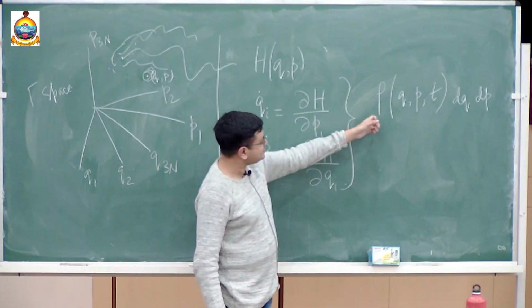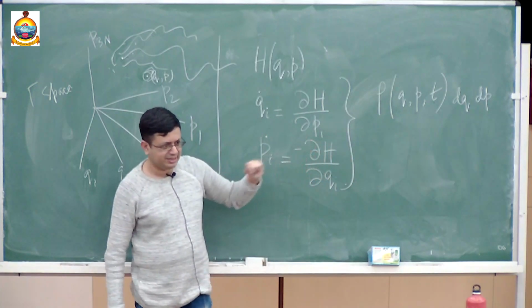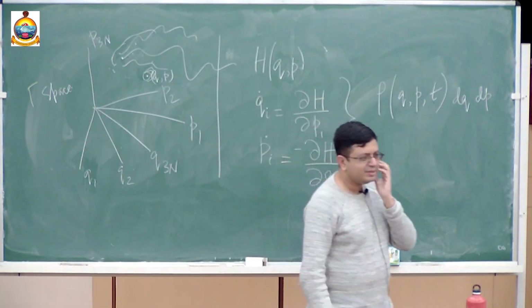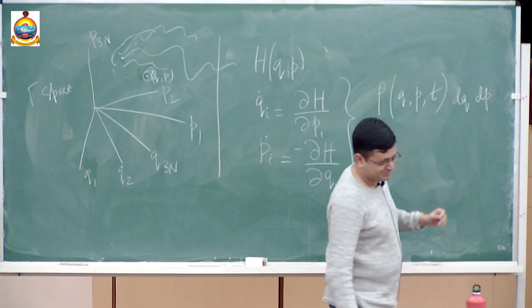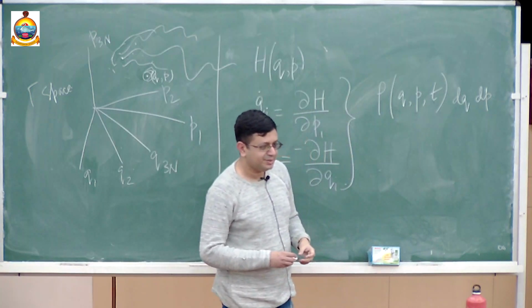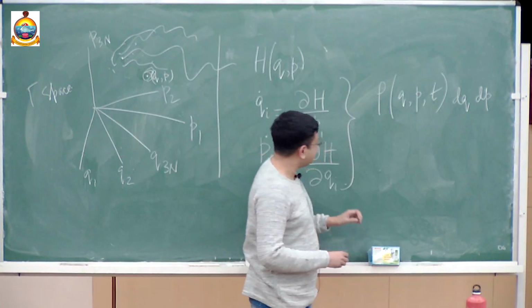So this definition is clear, right? One minor point: the Q and the P standing as arguments inside rho, they are not moving according to Hamilton's equations. People may wonder about that.